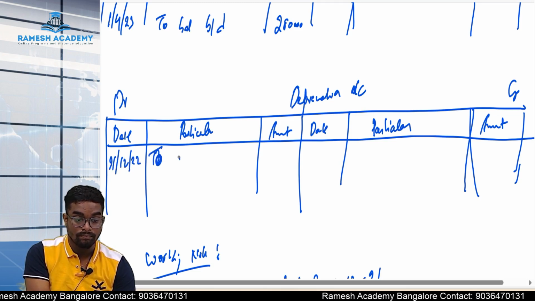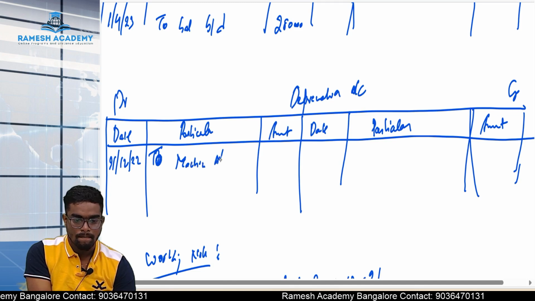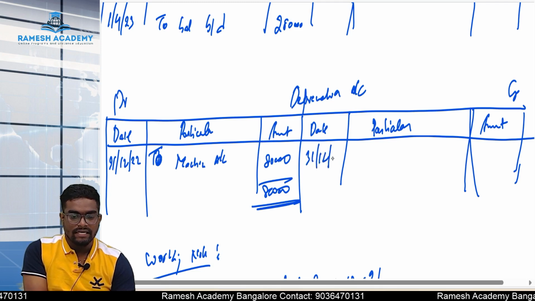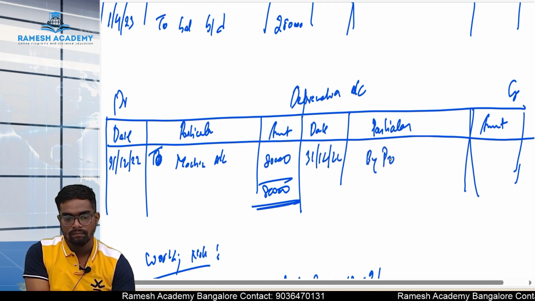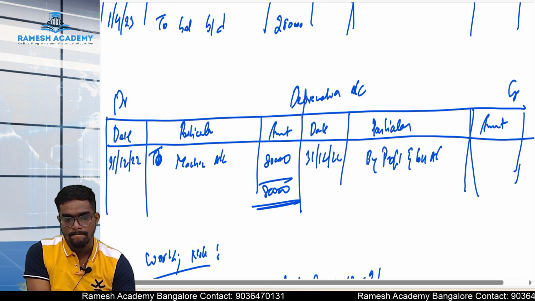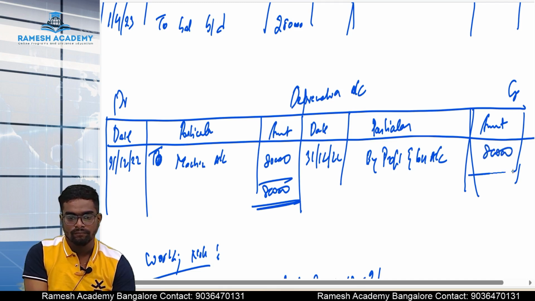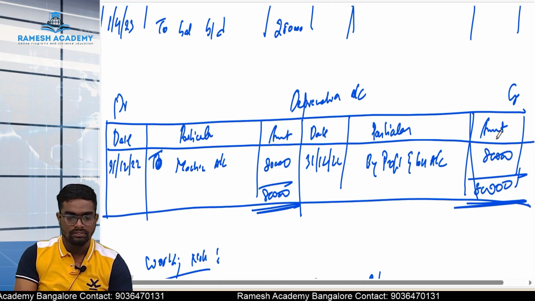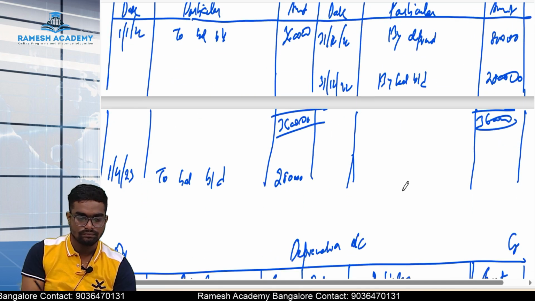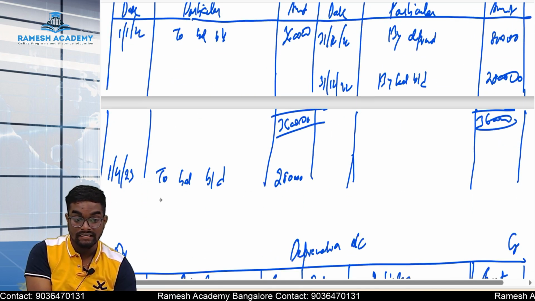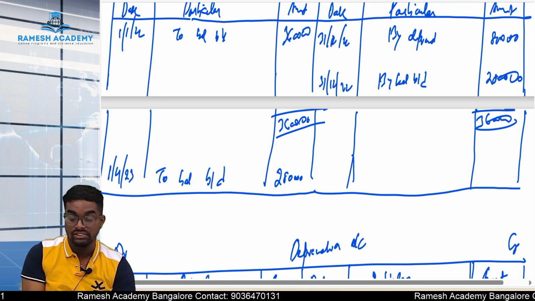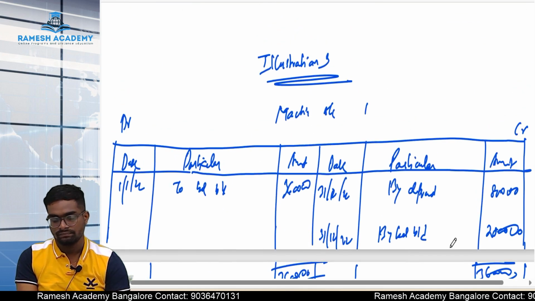I'm sorry, to machinery account. It is 80,000. And this will be transferred to profit and loss account. It will be 80,000. Okay. Done. Ledger is closed. Please copy this. And in exam, please maintain the presentation. Okay, presentation is very much important in examination. Okay, please copy.